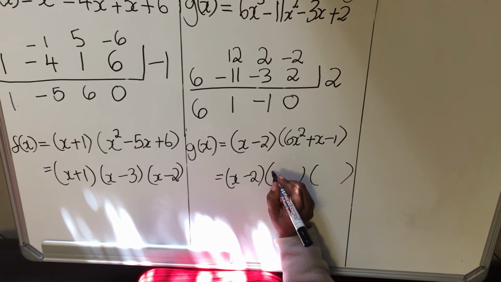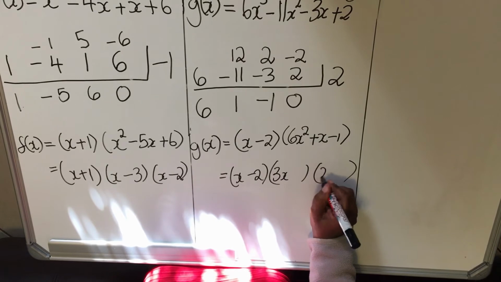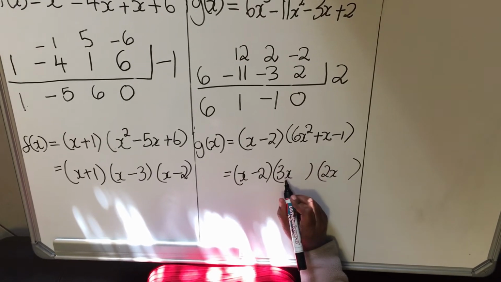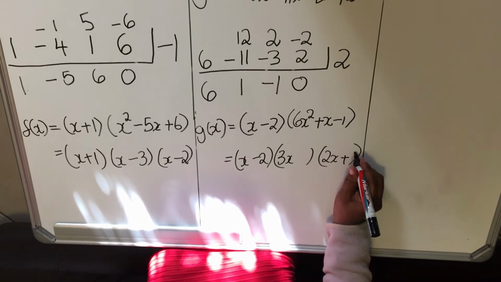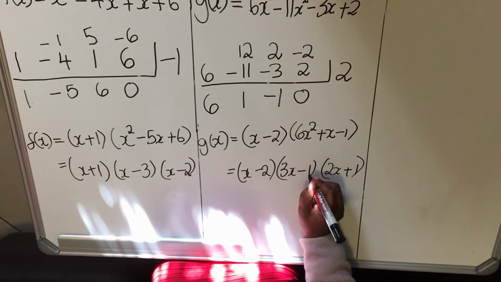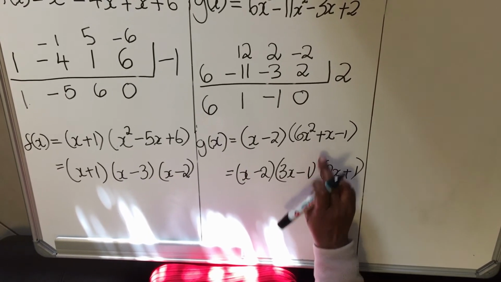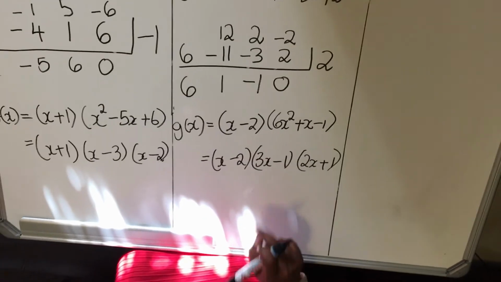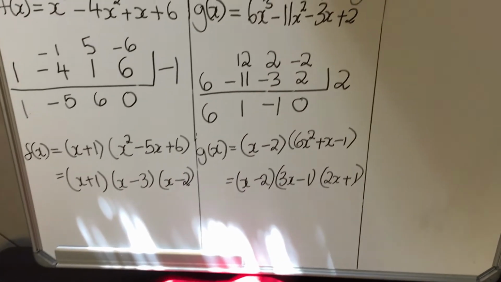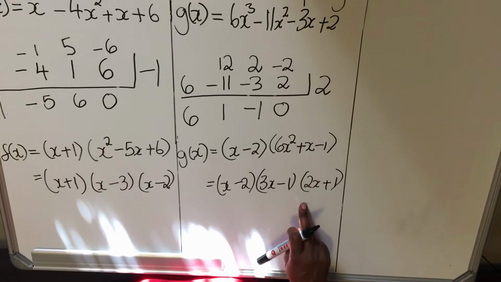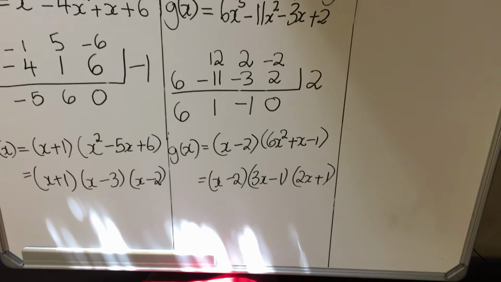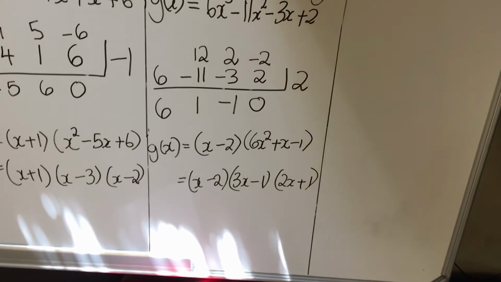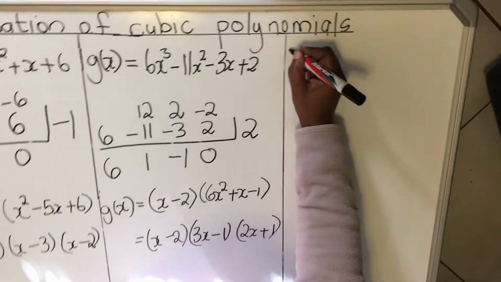I'm going to have 3x and 2x. Now my middle term is positive, so this one must be positive and that one must be negative. If you can't factorize these easy ones, there's a video in our channel that shows trinomials with prime numbers. It shows you how to do this quickly. Right, the last example that I'm going to show you is h at x.